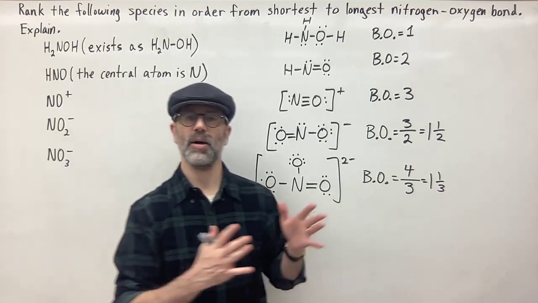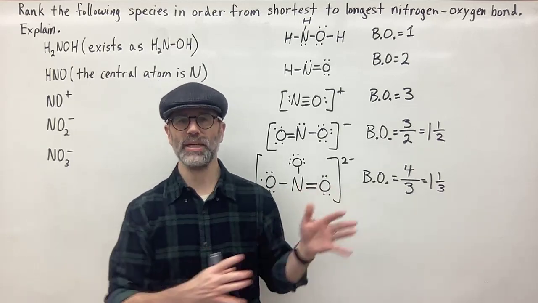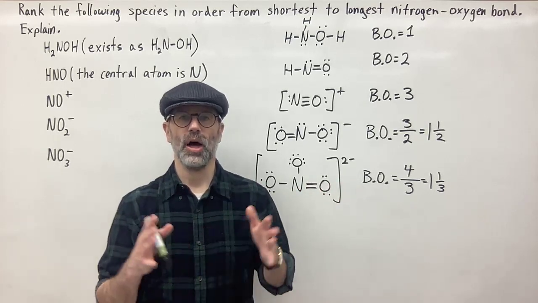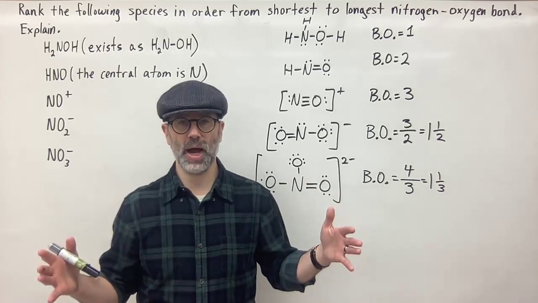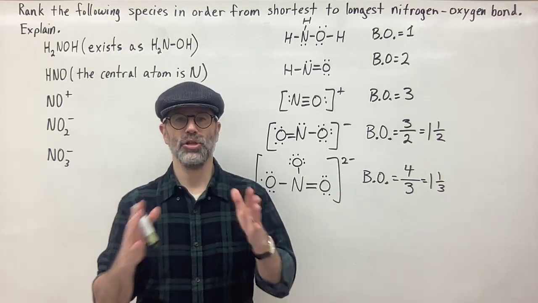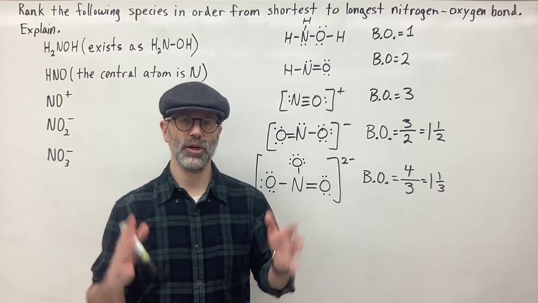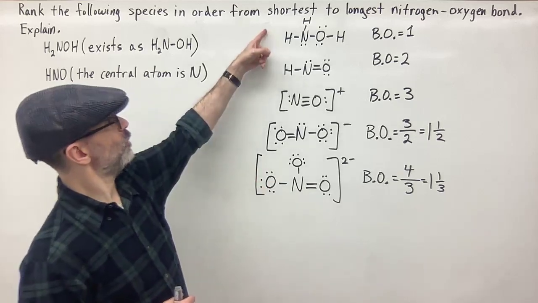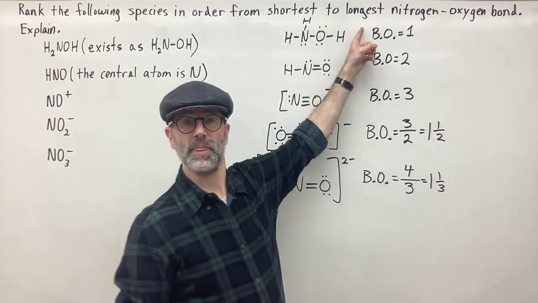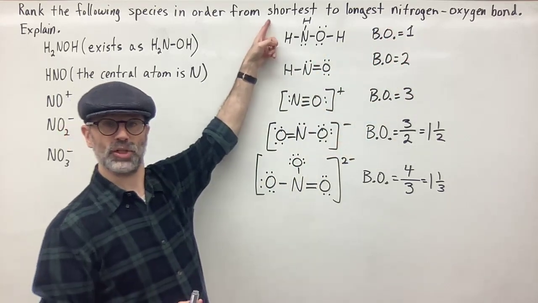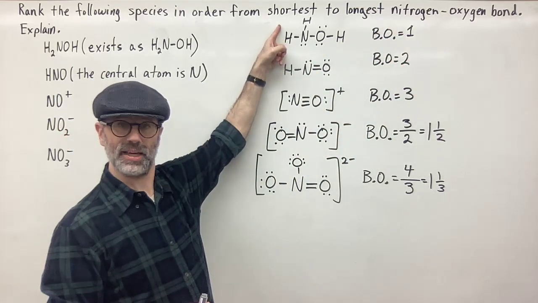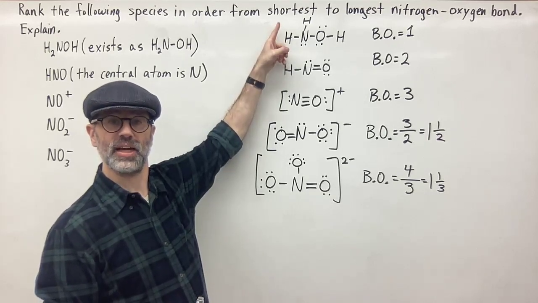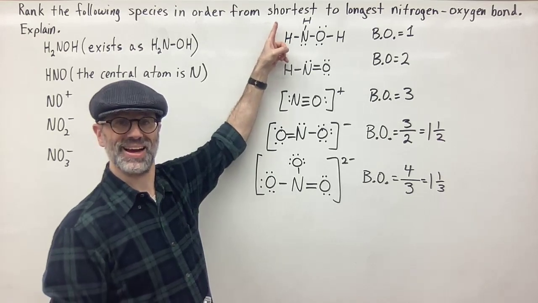Now that we have our bond orders, now we can use the principle that if you increase the bond order, then you're going to decrease or shorten the bond. Lower bond order means longer bond. Higher bond order means shorter bond. So the higher the bond order, the shorter the bond. So we want to go from shortest to longest, right? So that means that if we're going to start with the shortest length in the nitrogen oxygen bond, then we're going to have to start with the bond order that is highest.